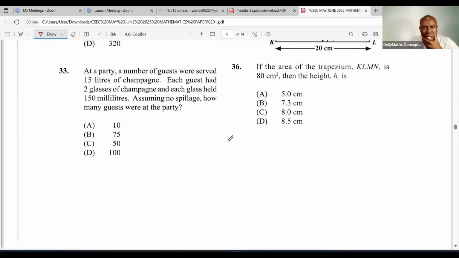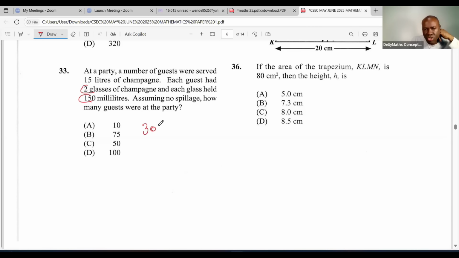At a party, the guests are served 15 liters of champagne. Each guest had 2 glasses. This is a repeat question. Assume that no spillage. How many guests were at the party? Oh, you could work this out quickly. Every guest has 2 glasses with 150 in it.